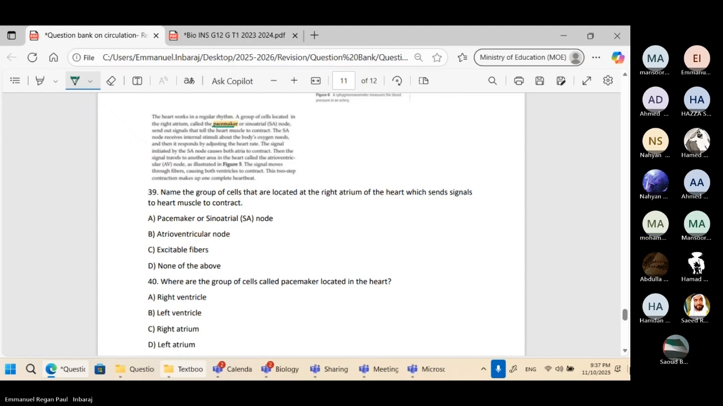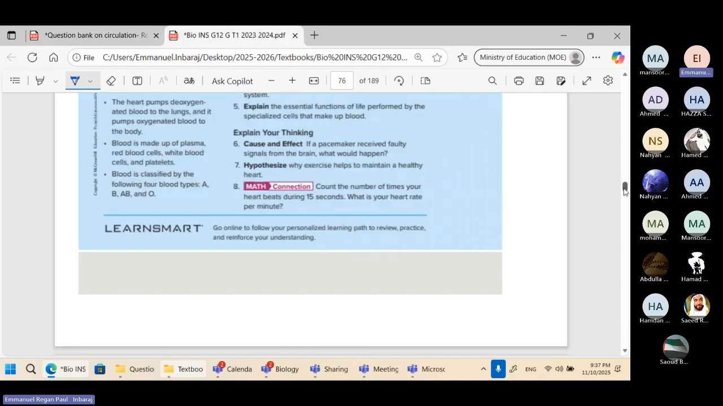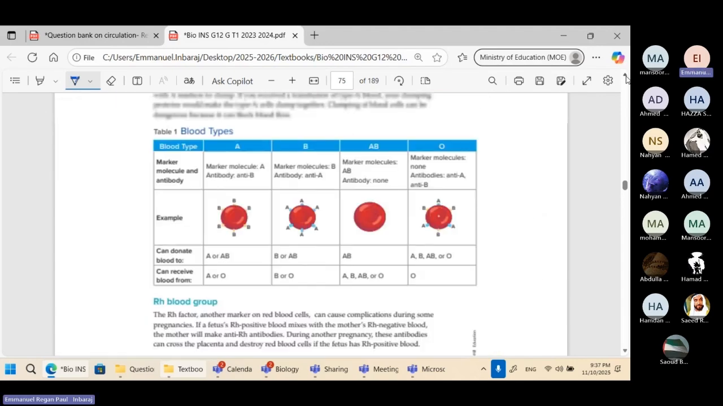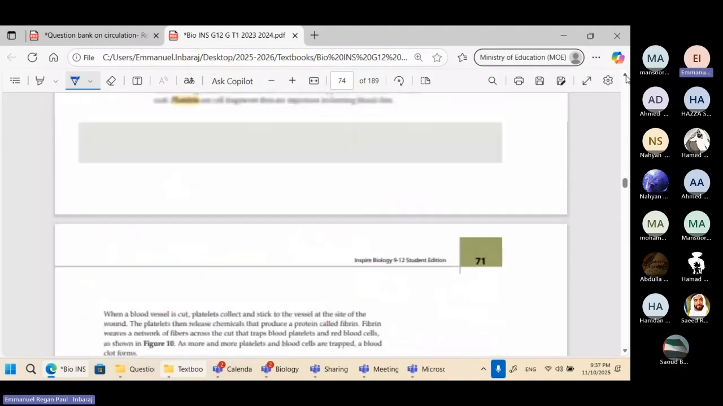Look at this. A group of cells located in the right atrium is called the pacemaker. A group of cells located in the right atrium. I can show you the picture from here. One minute. Then you will understand. Where is the heart?